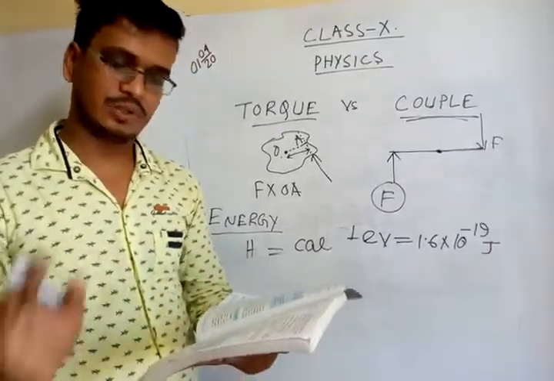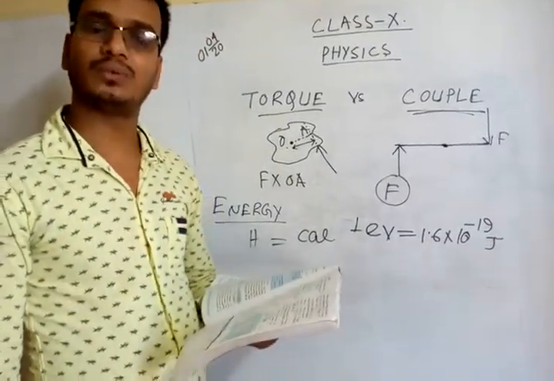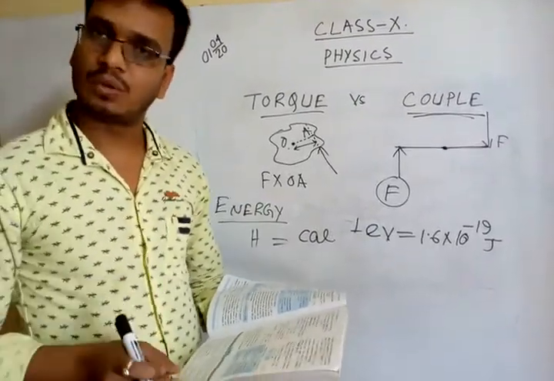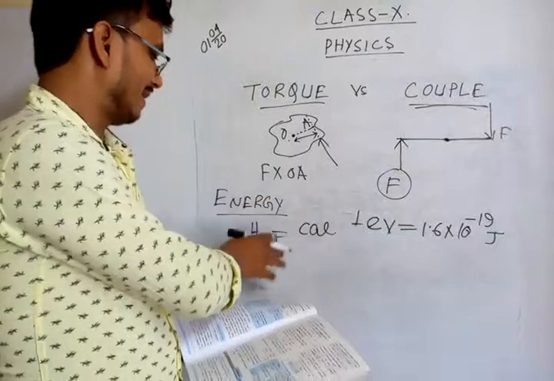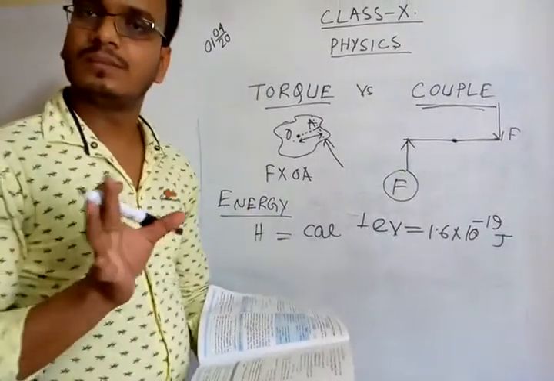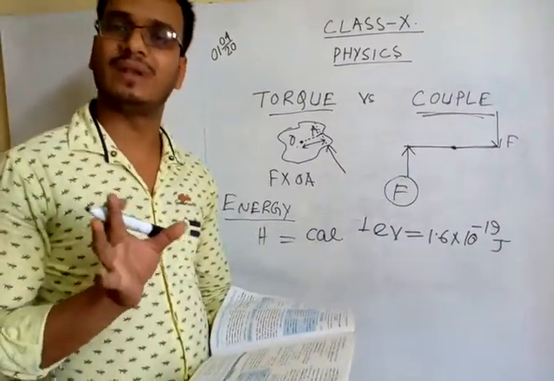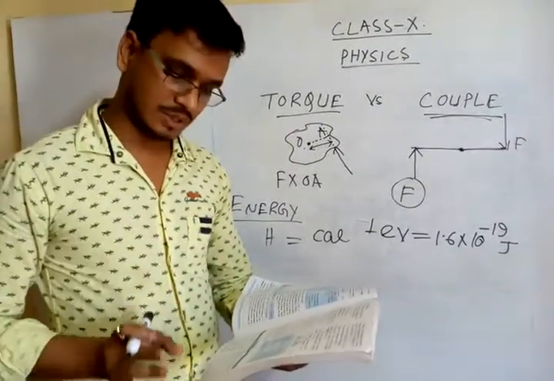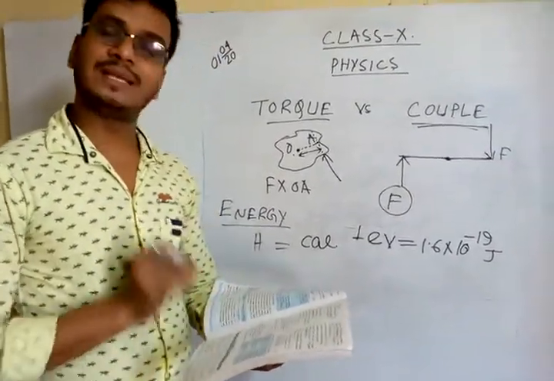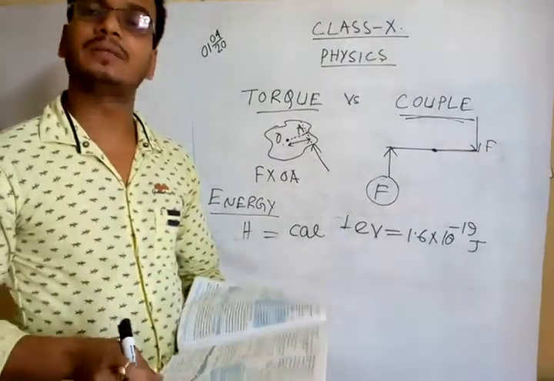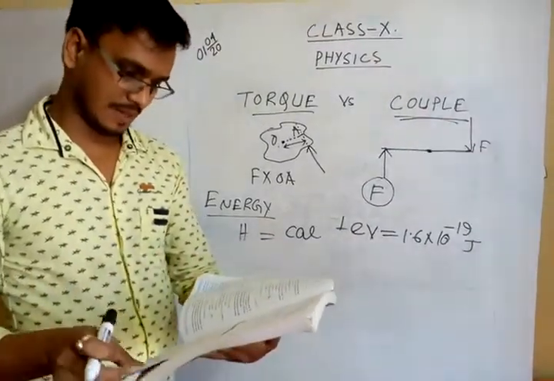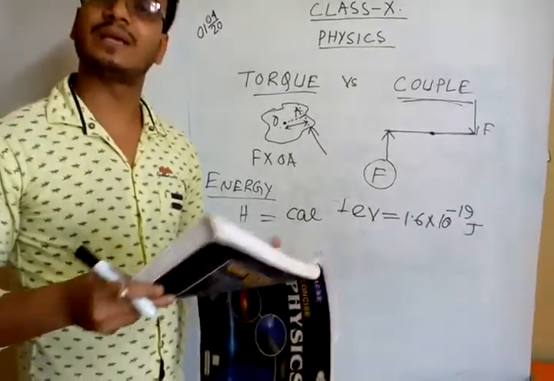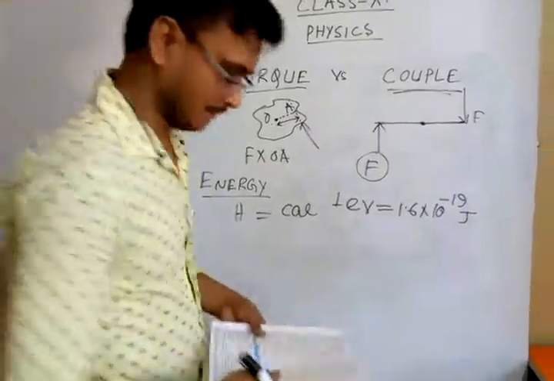Now, the difference between energy and power. Energy, as I discussed, is the capacity of doing work. Power means rate of doing work. In energy there is no time term; time is fully absent. But in case of power, time is required. The SI unit of energy is joule, and the SI unit of power is watt. That is the difference. Now I am solving one numerical from the Telenar page number 29, question number 8.